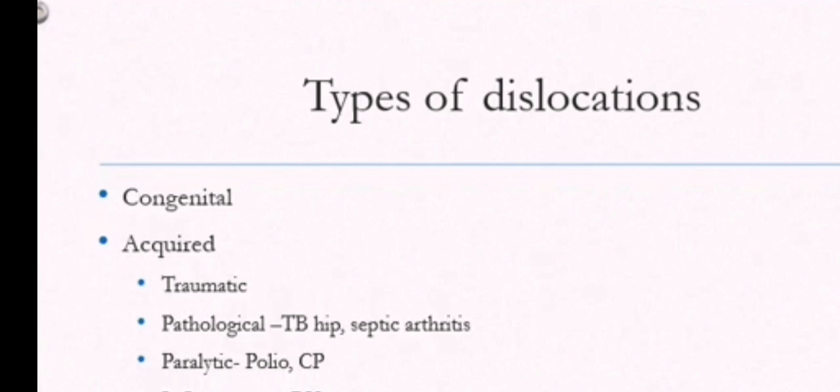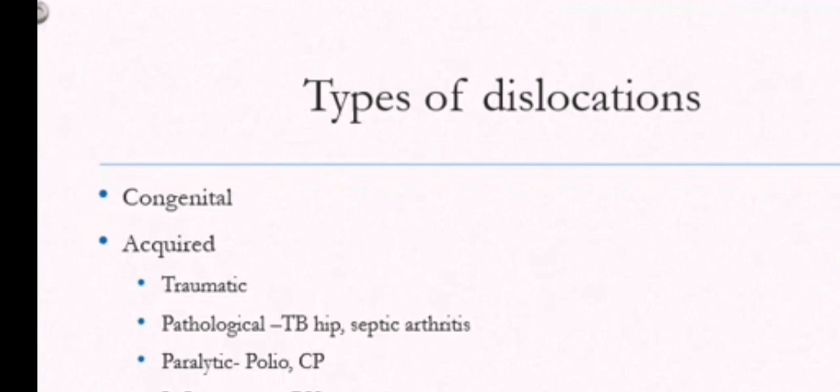Then we go to pathological dislocations. Pathological dislocation occurs when your joint capsule is disrupted due to some other pathology. As an example, if you get tuberculosis or septic arthritis, due to these conditions your joint capsule gets disrupted, damaged. So due to this damage, the joint can be dislocated.